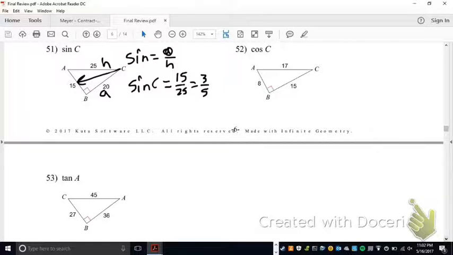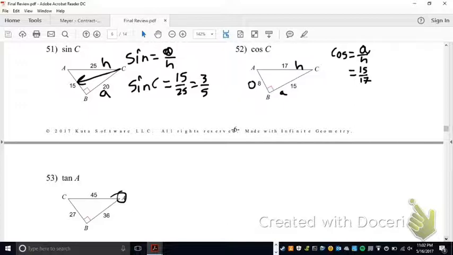So we look at the cosine of C on number 52. We're looking at adjacent over hypotenuse. So the adjacent one to C is 15. The hypotenuse is 17. Doesn't reduce. So we move on to number 53.